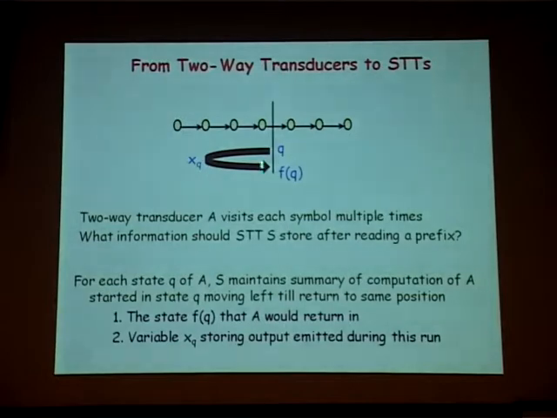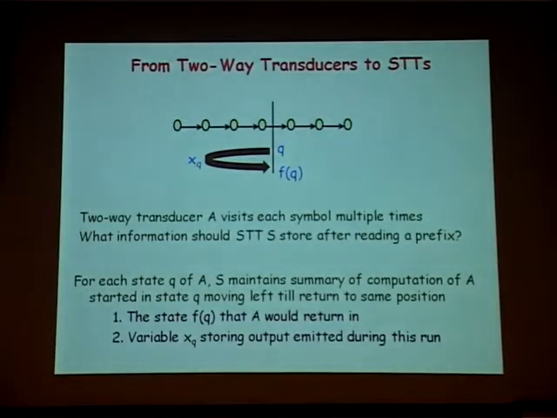And when the one-way transducer is here, it expects that the value of xq is what the two-way transducer would have produced, going backwards in state q and doing this pass, and when it crosses this boundary again. And that's a natural generalization of the proof that two-way acceptors are the same as one-way acceptors.